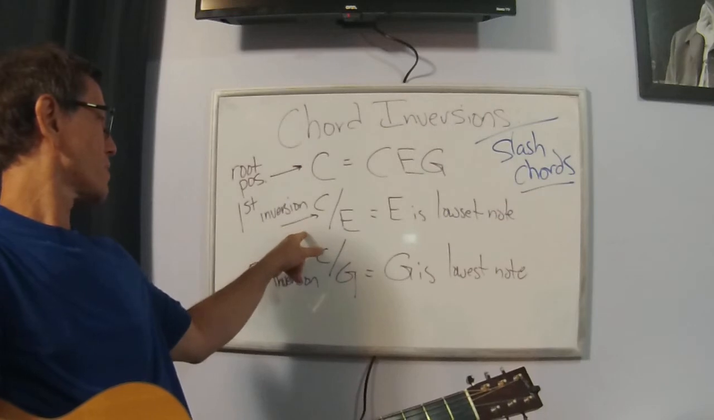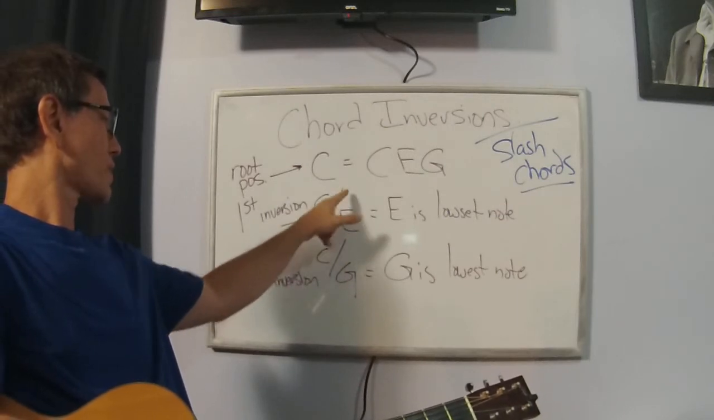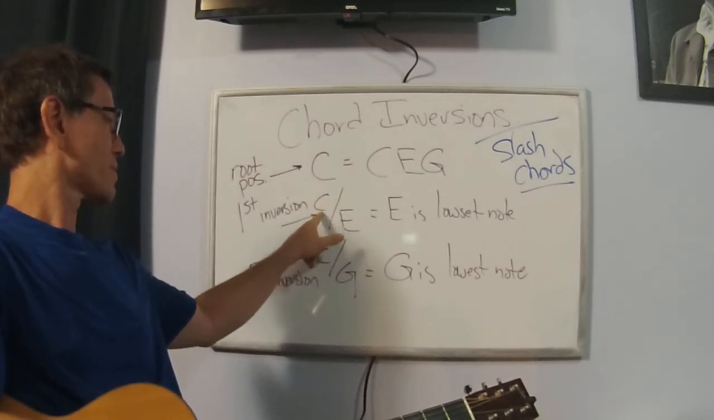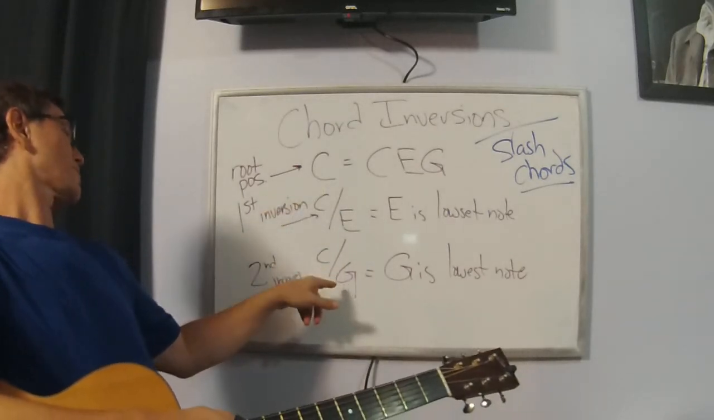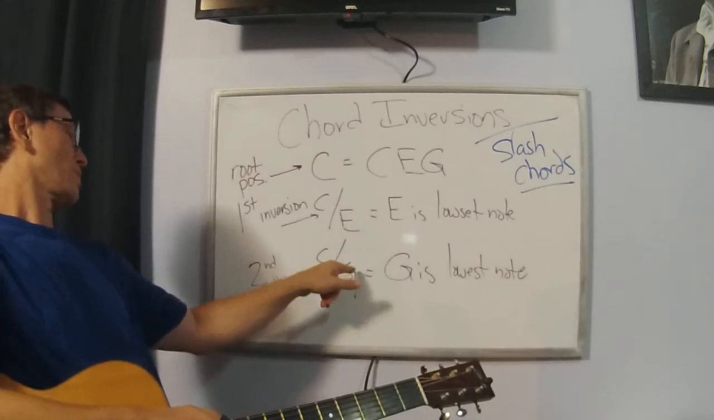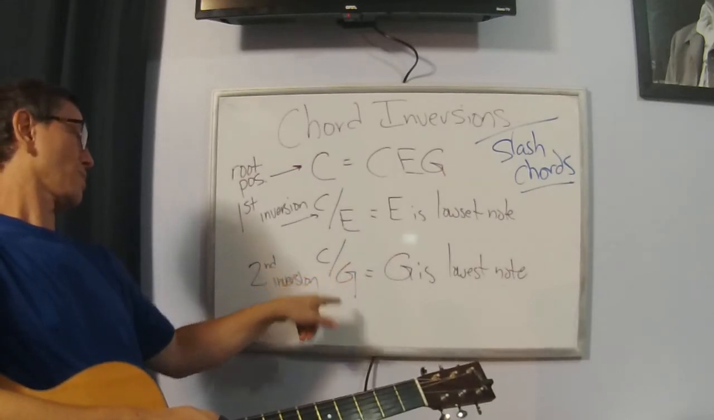But so this is a slash chord because of that slash right there. C/E, C chord in first inversion. A C/G, C chord, second inversion. The G is the lowest note.